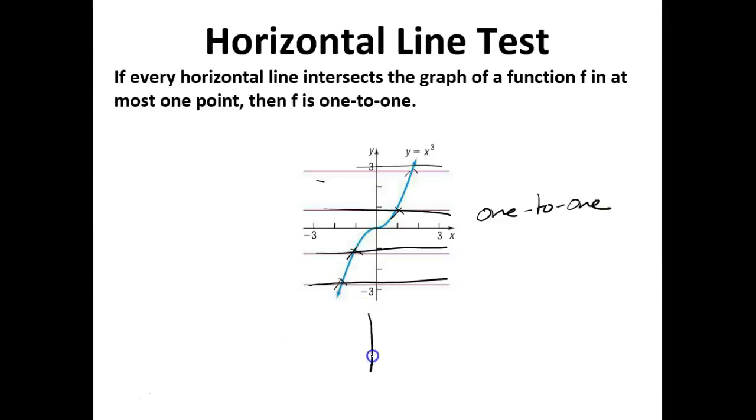However, let's say we took a different graph like this, y equals x squared minus 5. Here, if I put a horizontal line on there, that same horizontal line is intersecting at more than one spot. This is not one-to-one. So we're putting in two different x values, but getting out the same height, or the same y value, not one-to-one.